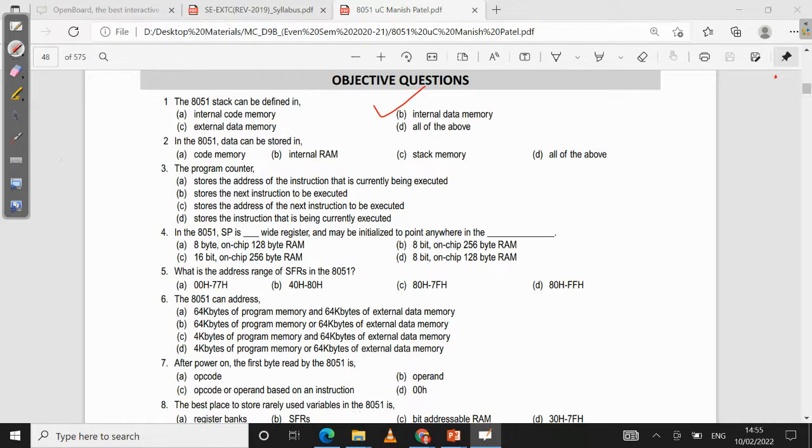Next, in the 8051, data can be stored in code memory, internal RAM, stack memory, all of the above. All of the above. Code memory. कोड मेमोरी में हम नहीं स्टोर कर सकते। इंटरनल रैम में कर सकते हैं एंड स्टैक मेमोरी में कर सकते हैं। तो ऑप्शन उन्होंने जो दिया है वो गलत है। आंसर शुड बी इंटरनल रैम एंड स्टैक मेमोरी। डू यू एग्री विद दिस?